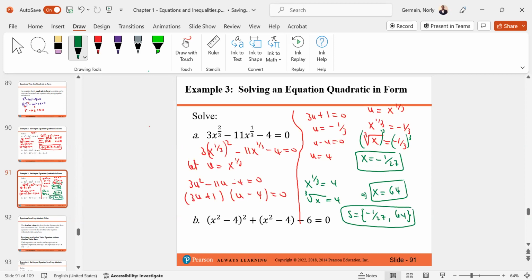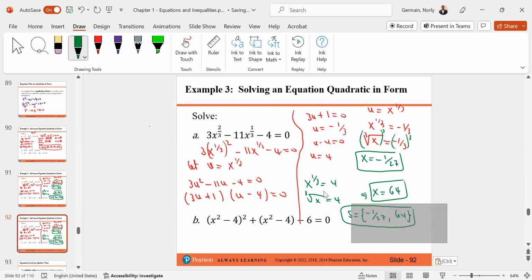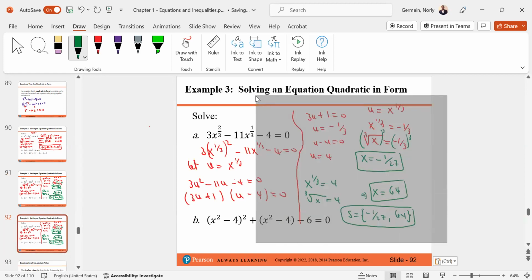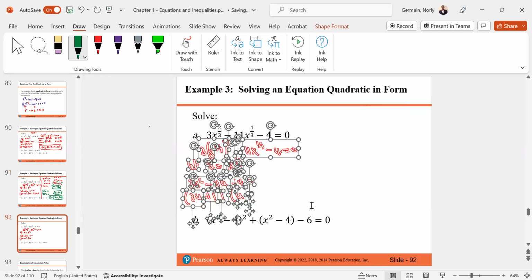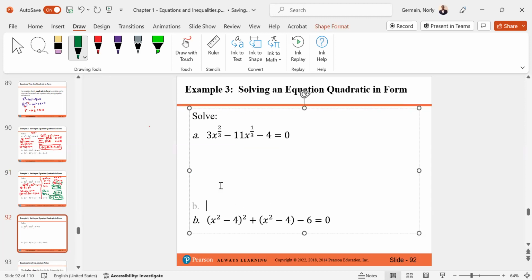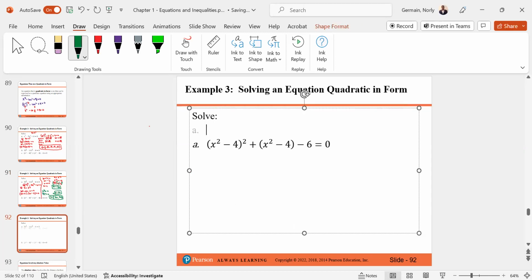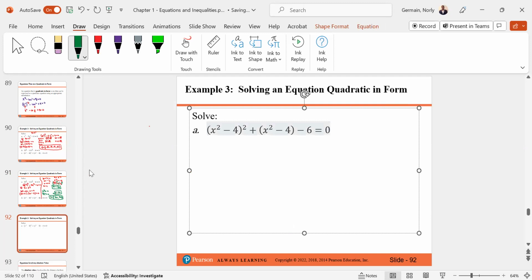If that makes sense to you, then it makes sense to me. Remember, it's quadratic in form. Let's do the last example. I need to erase those first. We're going to erase those. All right, look at this.